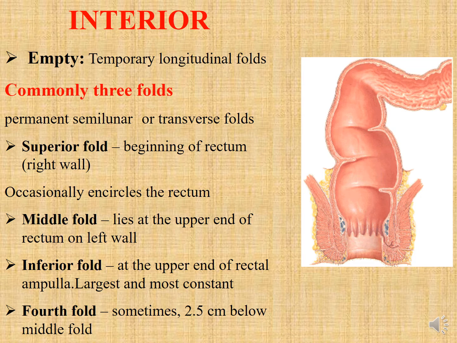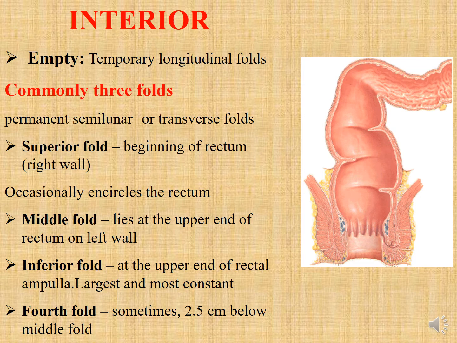They are four in number. They are semilunar in shape, and the uppermost fold, the first small transverse fold, is present at the beginning of rectum, and it projects from the right wall. It is situated about 12 to 14 centimeter above the anal canal, and it can sometimes encircle the rectum.